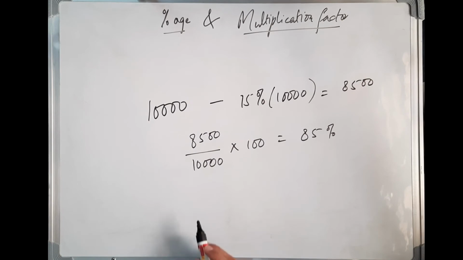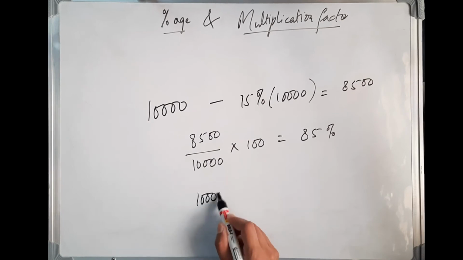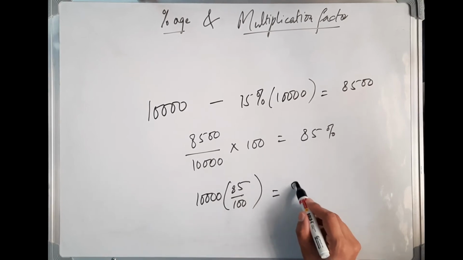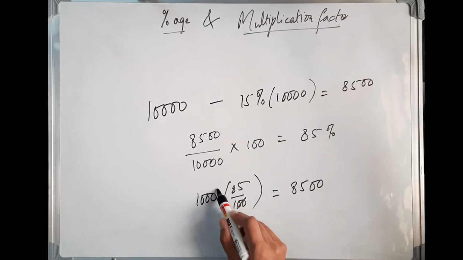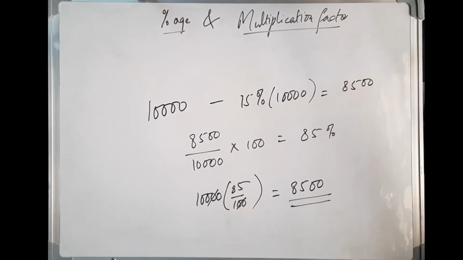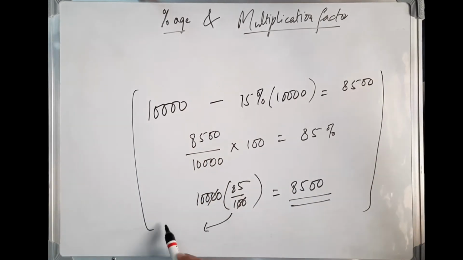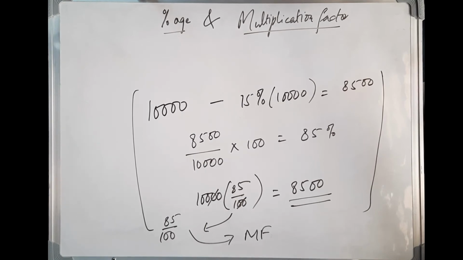So just like the previous questions, I'll take this 10,000 and multiply it by 85 by 100. I'll just simply try to find out the 85% of the original salary and I'll get 8500. So this has given me 85 divided by 100 as the multiplication factor. This example was taken to help you understand how to decrease with the help of multiplication factor technique.